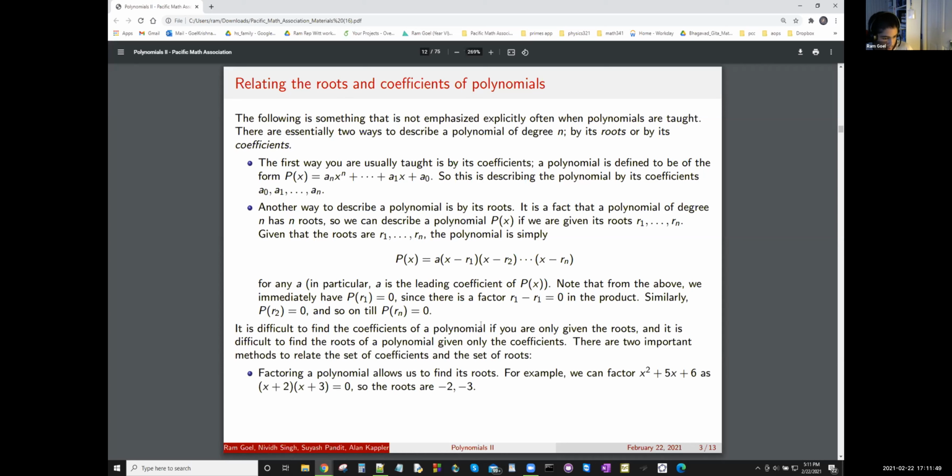All right, and now this is just an example. The polynomial x plus 2 times x plus 3 equals 0 has roots -2 and -3, and it can also be expanded as x squared plus 5x plus 6. The key point is that there are two ways to represent any polynomial, by its roots or by its coefficients.